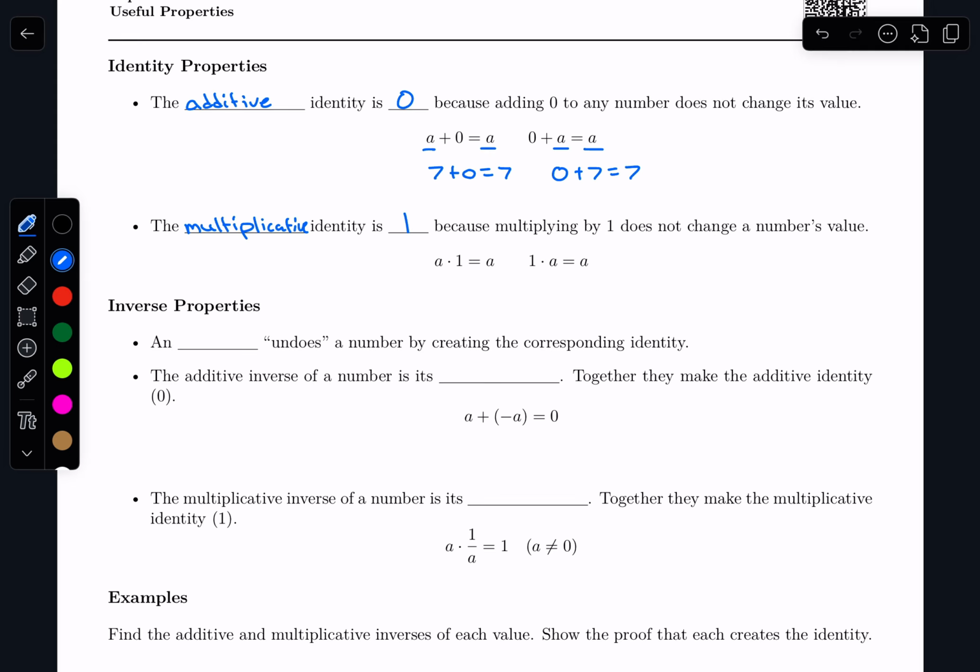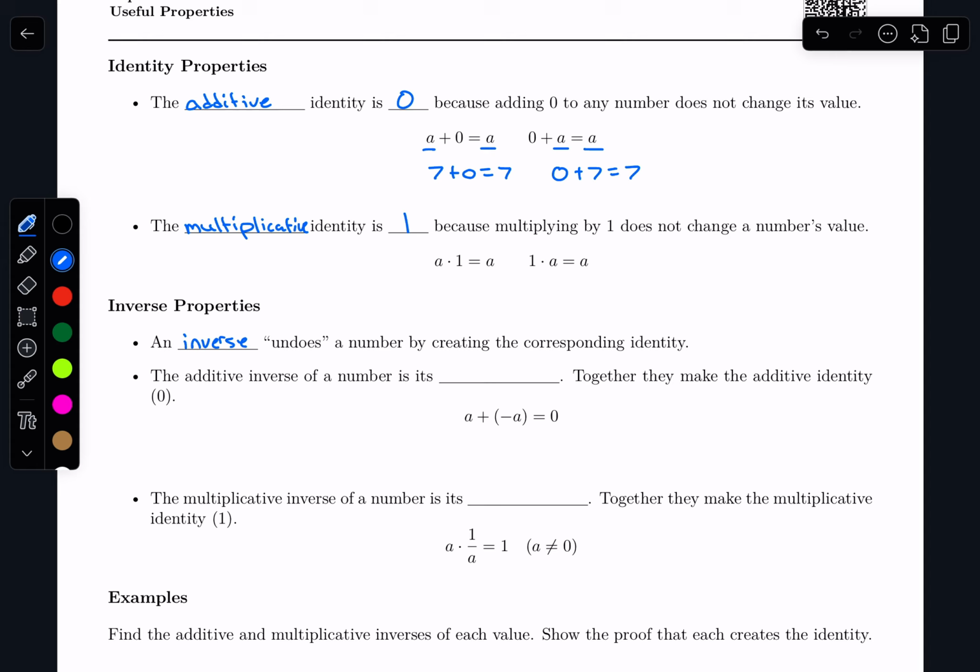So the reason we introduce those identities first is because when we talk about inverses, it has to do with those identities. So we need to know that the additive identity is 0 and the multiplicative identity is 1. All right, so now inverses. An inverse, quote unquote, undoes a number by creating the corresponding identity. So an inverse operation is just anything that undoes the original thing. So it's like the reverse, right? If you put your car in drive and go forward, the inverse of that would be going in reverse, going back to where you started.